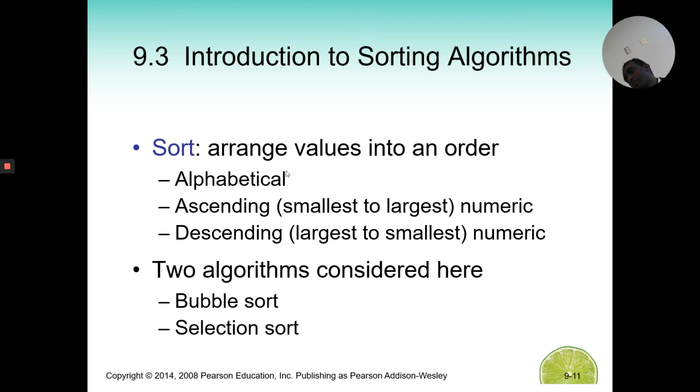So sort means to arrange values into an order: alphabetical, ascending (smallest to largest numeric), or descending (largest to smallest numeric). Two algorithms considered here are the bubble sort, and what's called a selection sort.